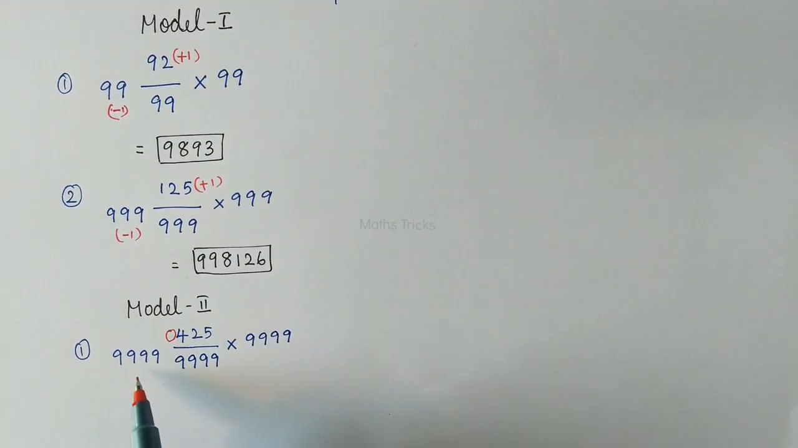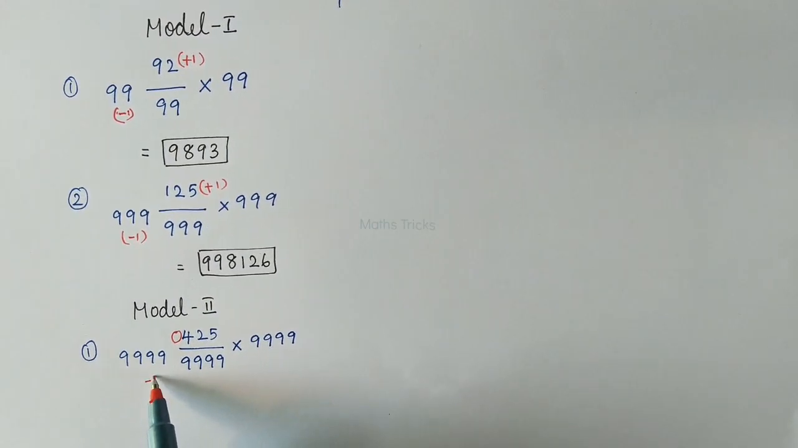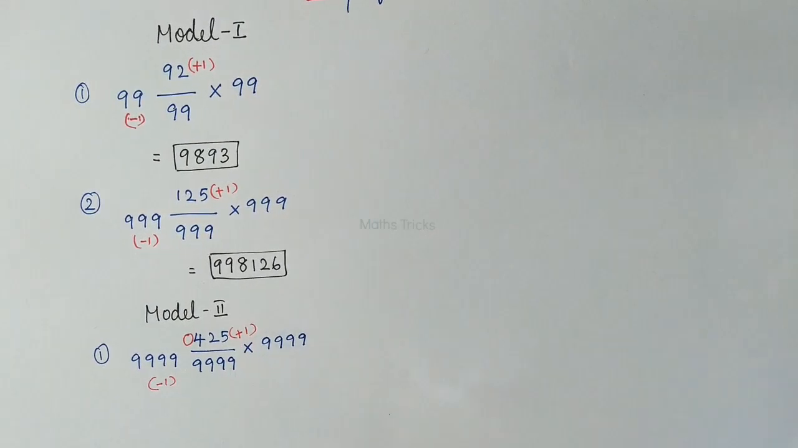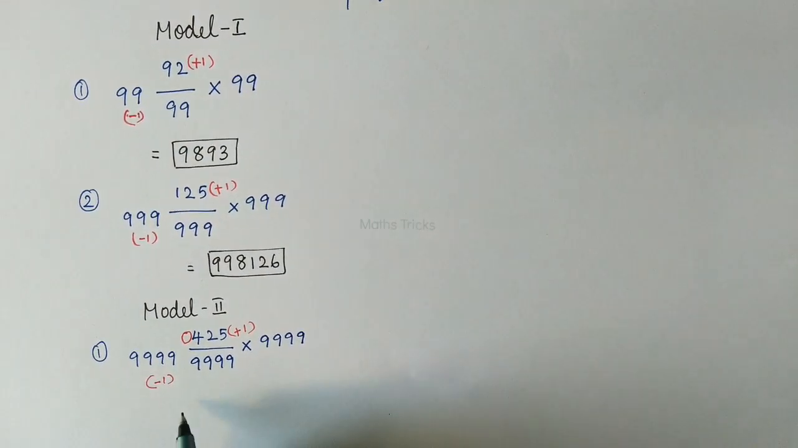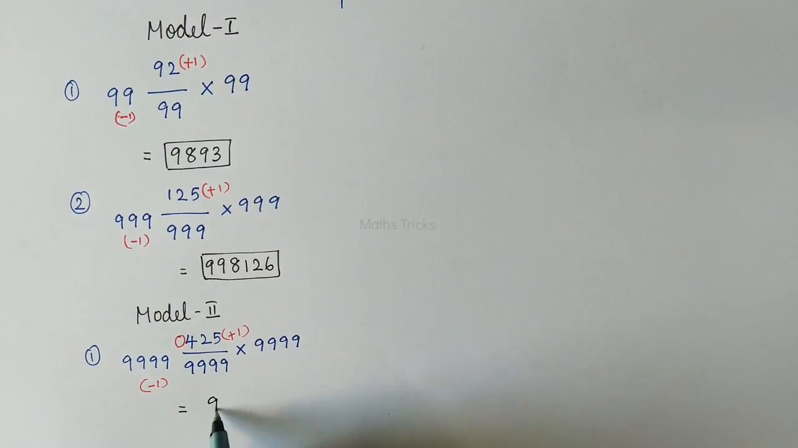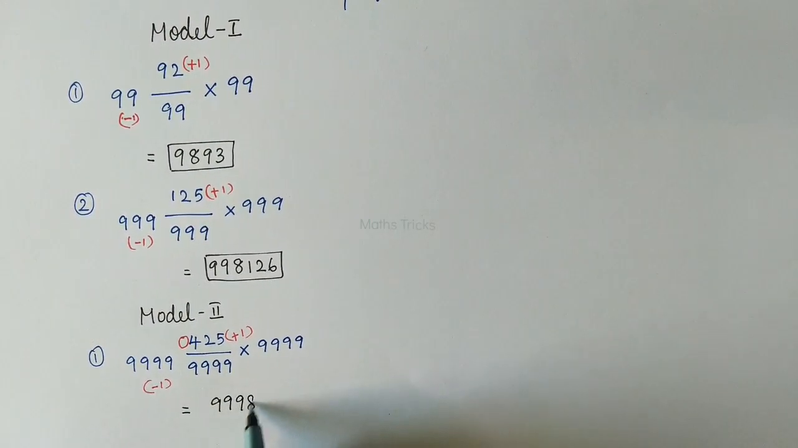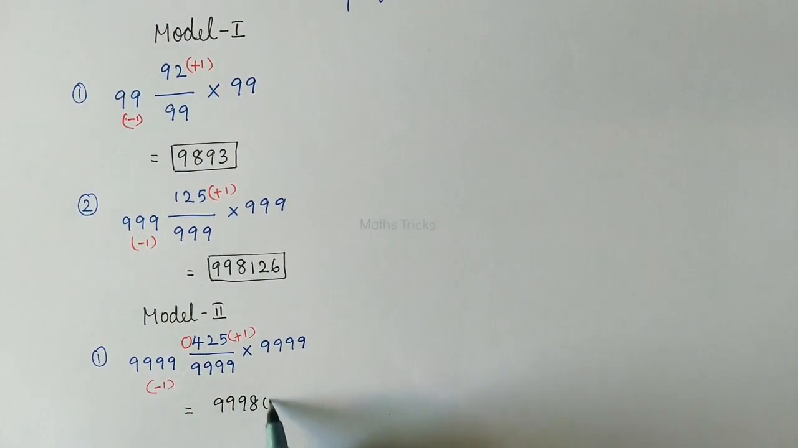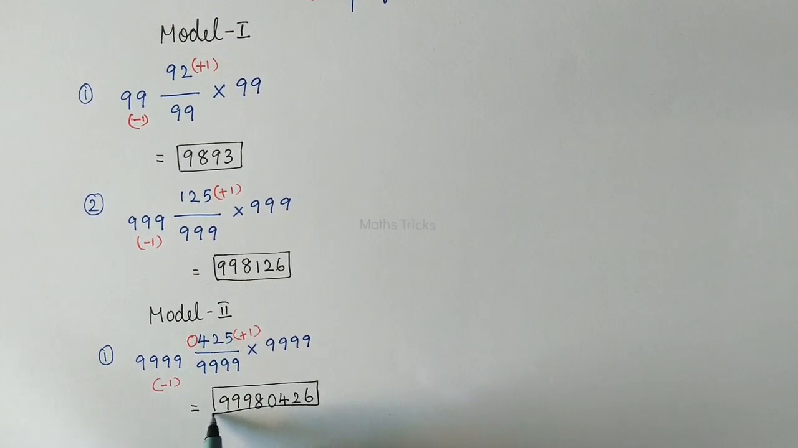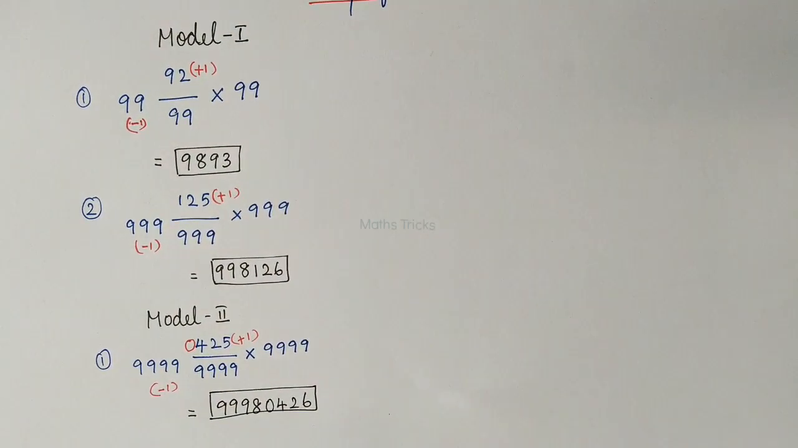Next, as usual, the same method. Here we have to do -1. Here we have to do +1. So finally we can write the answer, that is 9999 minus 1, 9998. Here 0425 plus 1, the answer is 0426. Finally 9998 0426 is the perfect answer.